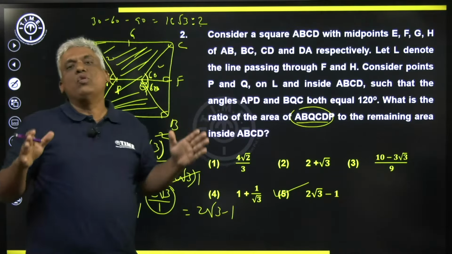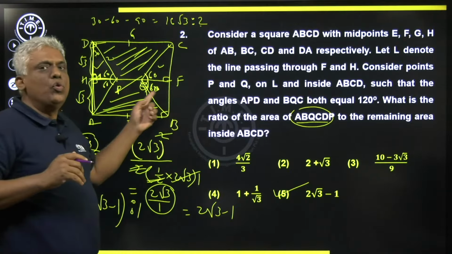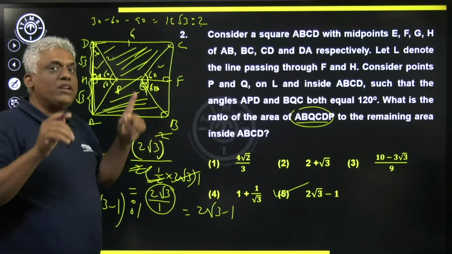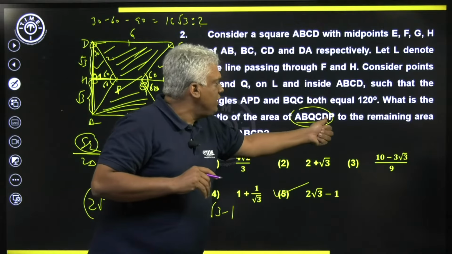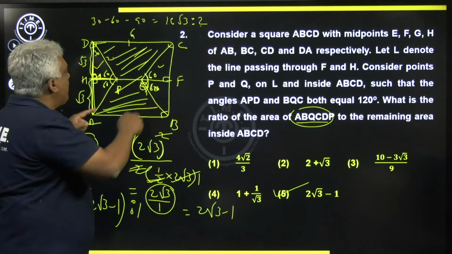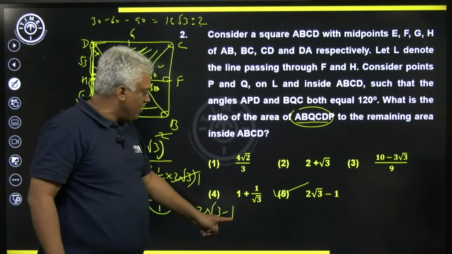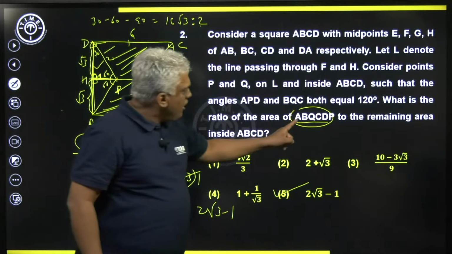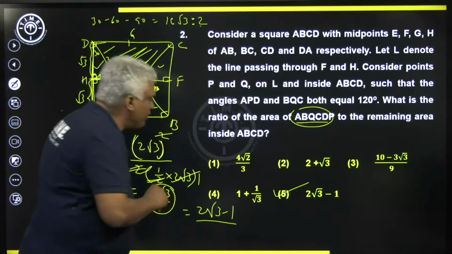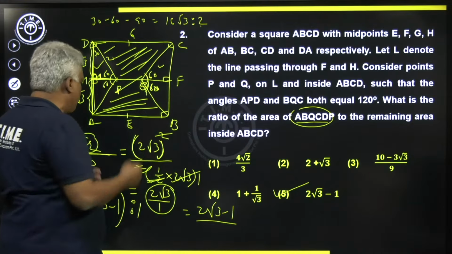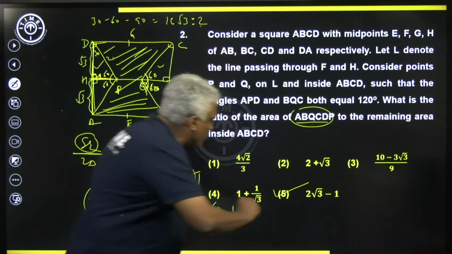So the big square, there's only one square, is 2 root 3. The two triangles are 1 unit, right? So what is the remaining area, I mean ABQCDP? ABQCDP is the total square minus the two triangles. The total is 2 root 3, minus the two triangles which is 1. This is the area of ABQCDP, and this is divided by the remaining area. The remaining area is the two triangles only, and together they are 1, right? So by 1. So the answer is 2 root 3 minus 1.